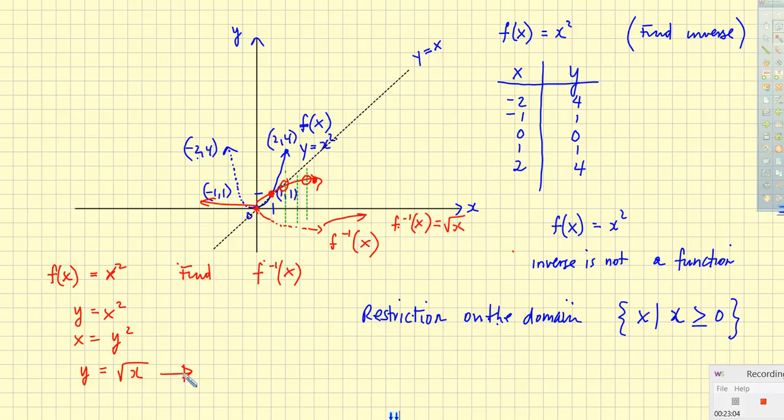But what's our restriction here? The restriction is that I can't have any values of x that are less than 0. I'm allowed to have it equal to 0, but not less than 0, because I can't have a negative number under the square root sign. So I can say f inverse of x is equal to the square root of x, but there must be a restriction on the domain where x must be greater than or equal to 0 in order for the inverse function to exist.